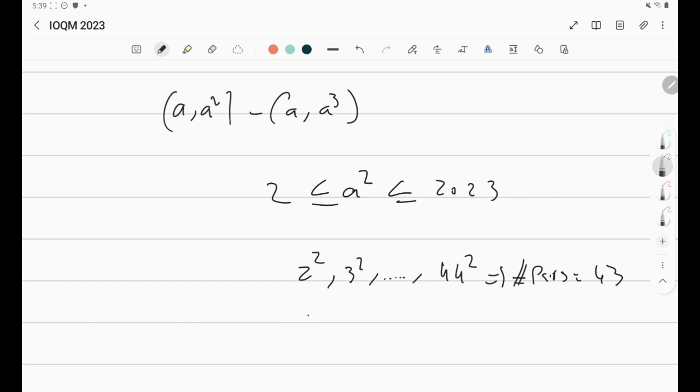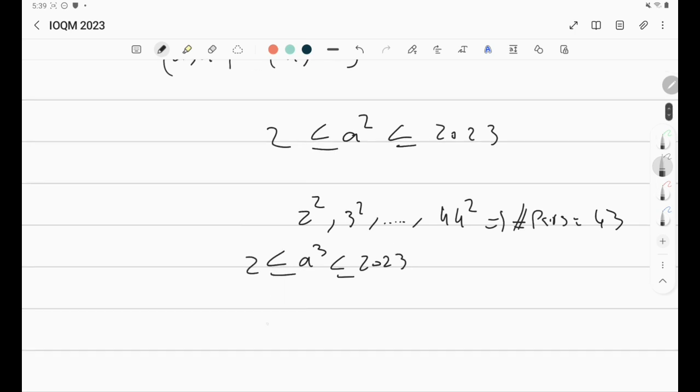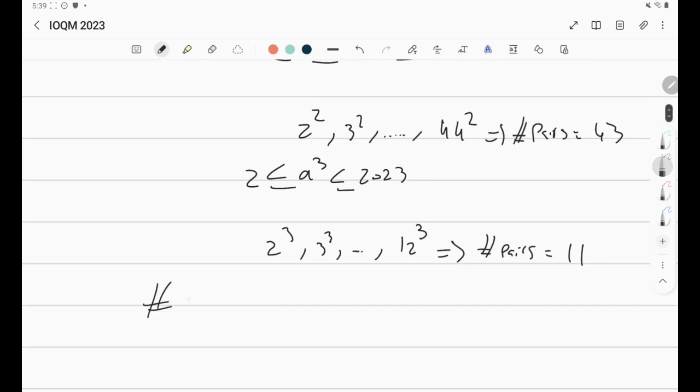Same thing we're going to do exactly, but now a cube, 2, 3, and so on. The first number is 2 cubed, 3 cubed, and so on. You can see that 10 cubed is less than, but you should go gradually here, because 12 cubed is the last number actually, and the number of pairs is simply 11. So in total, the number of pairs is equal to 11 plus 43, and the answer is 54.